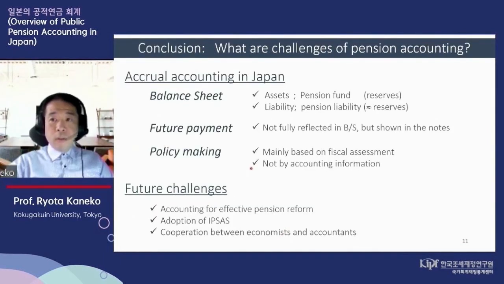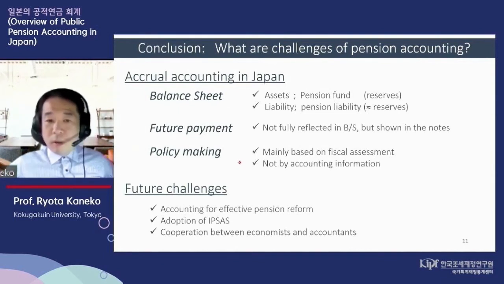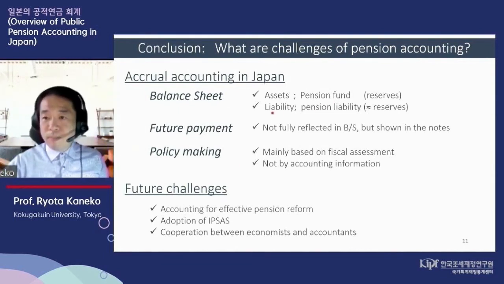Okay. So I'd like to summarize our accrual accounting and show you the future challenges. In the pension special account, we have assets, mainly the pension fund, and we have liability. It's almost the same as the reserves. The future payment is not fully reflected in the balance sheet, but shown in the notes. And in the policy-making area, policy is mainly based on the fiscal assessment and not on accounting information. So the future challenge is that maybe the accounting profession can have a more important role in effective pension reform.